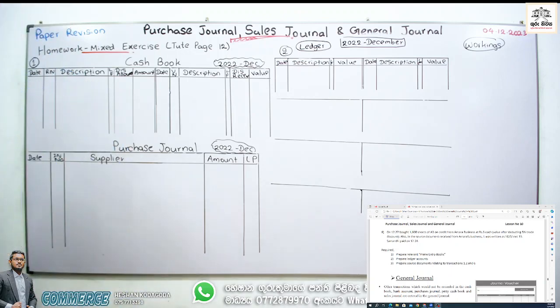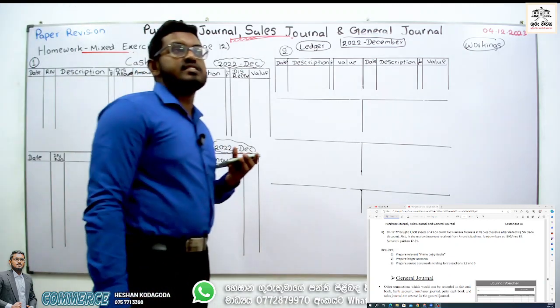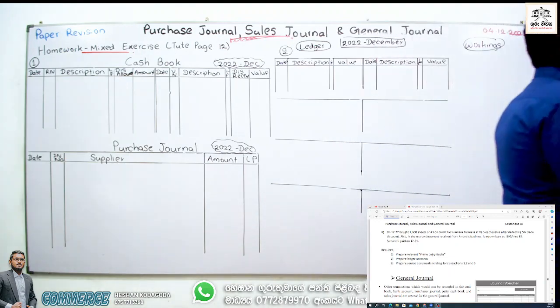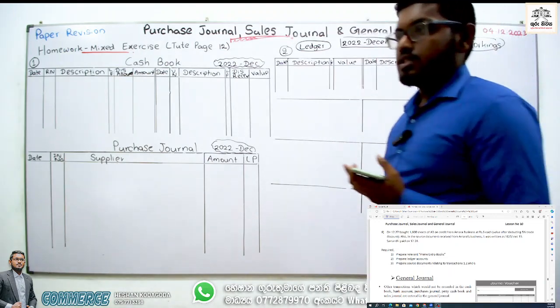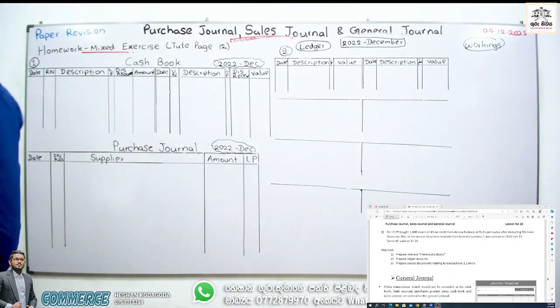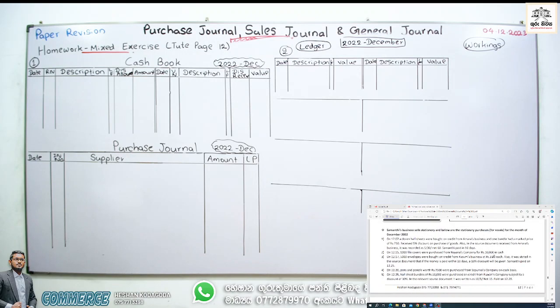In paper revision class, I'm going to discuss the mixed section in my tube. It's in the tube, page number 12 and 13. I told you to draw the structures in here. First of all, we need to identify this. Wait, I'm going to maximize it.